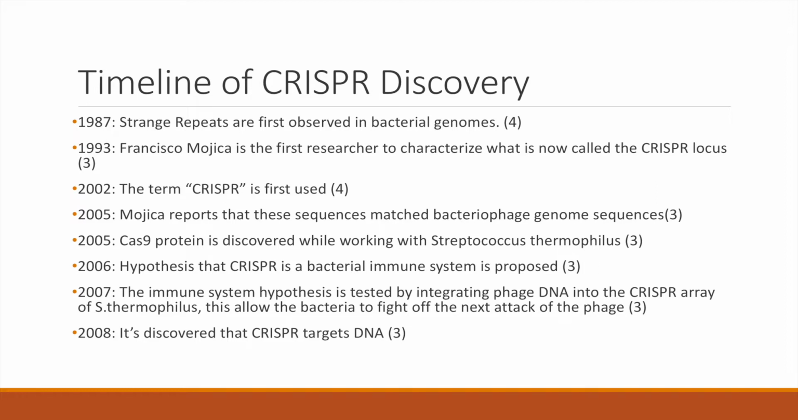So they took some phage DNA and they put it into the Streptococcus thermophilus bacterium, and when the phage attacks the bacteria the second time around, it was able to fight off the phage. So they said, well, it took up the DNA and it was able to fend itself against that by using it. And then in 2008, it's discovered that CRISPR can target DNA, which was a big discovery into how it became a gene editing system.